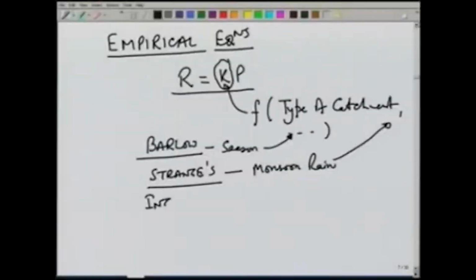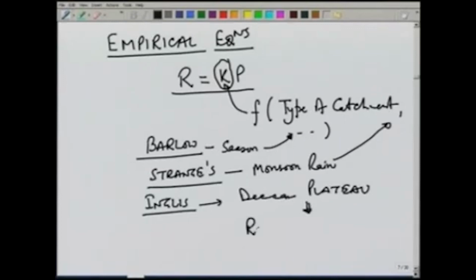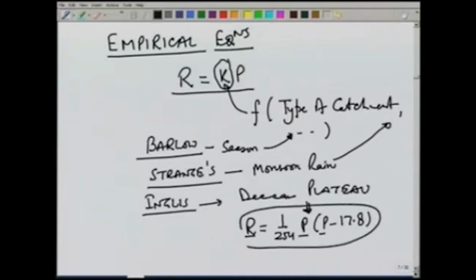There are some regional relationships also which have been derived. For example, Inglis for Deccan Plateau has derived a relationship in which the runoff is given by, in centimeters, and P also in centimeters. So, again everything is based on observed values, and for a given region you can use this kind of equation.